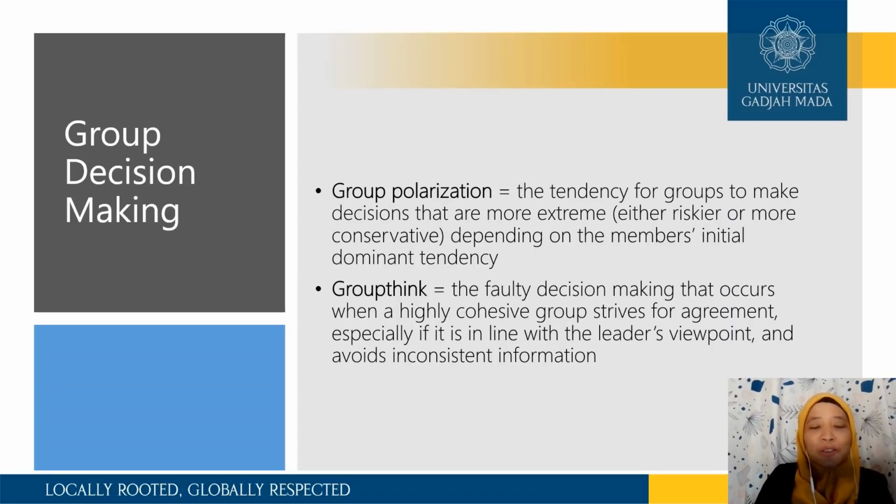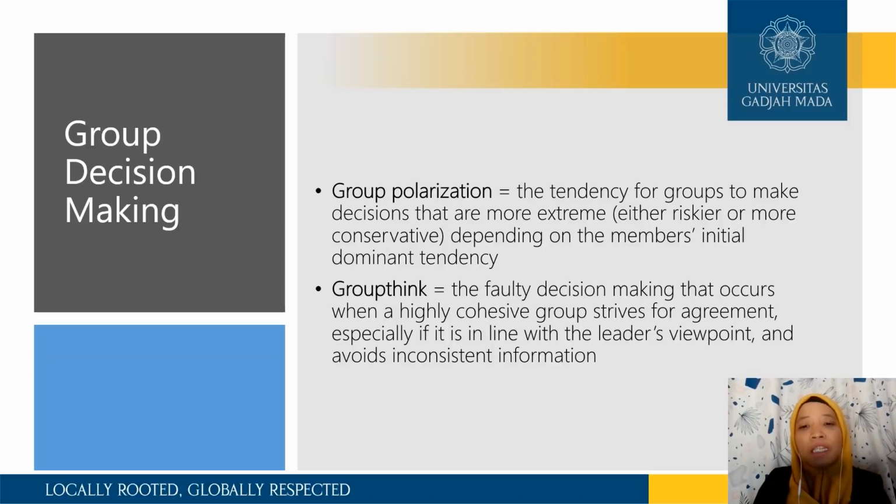Group members also make decisions as a group. So there are at least two phenomena related to group decision making. The first one is group polarization. This is the tendency for groups to make decisions that are either more extreme, either riskier or more conservative, depending on the members' initial dominant tendency. If the members' initial dominant tendency was on the extreme side, then the group will tend to make a decision that is even riskier.